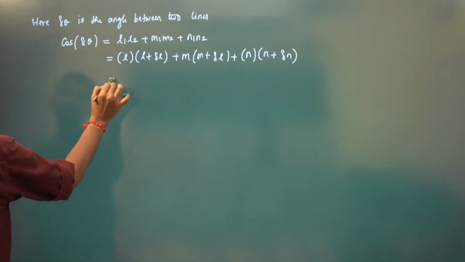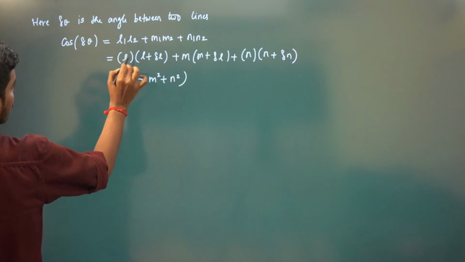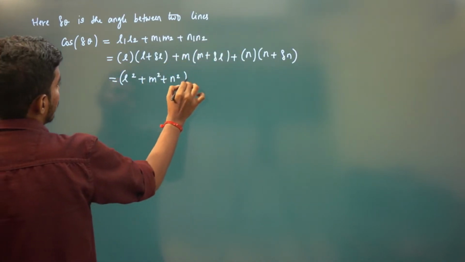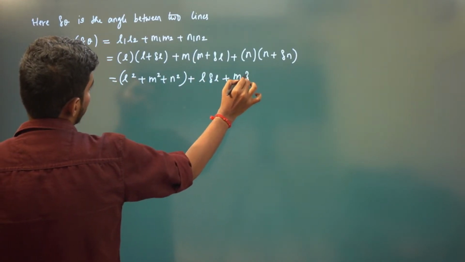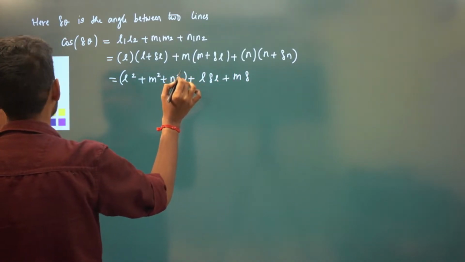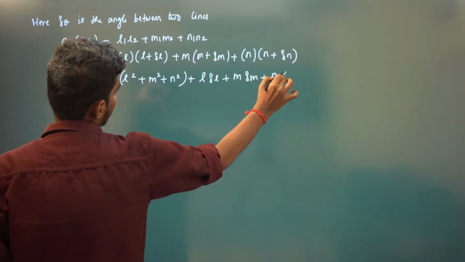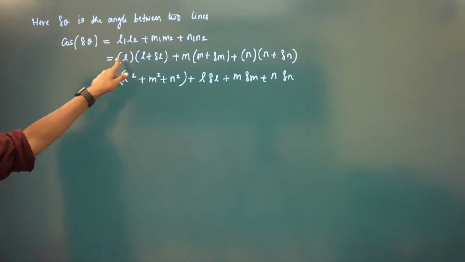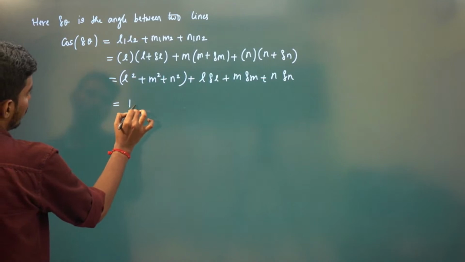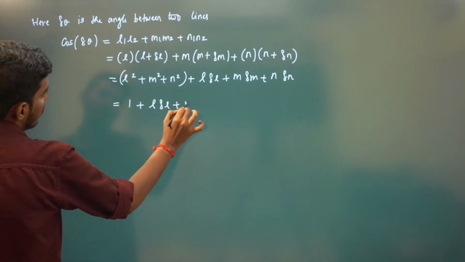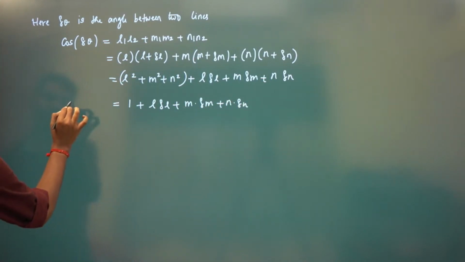So we will have this to be L square plus M square plus N square, and this will be L delta L, M delta M, N delta N, right? I'm just taking L square, M square, N square, collecting as one term. So this will be 1 plus L delta L plus M delta M plus N delta N. Now we have cos del theta, right?